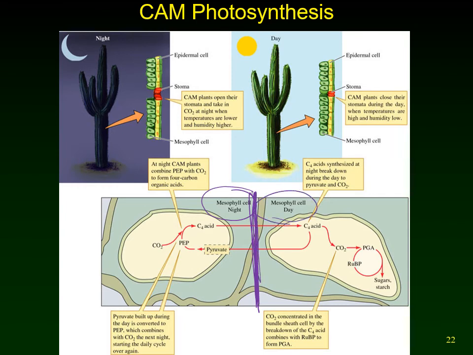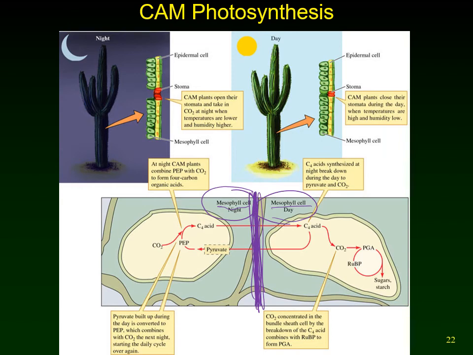So it looks like it's transporting from one type of cell to the other type of cell. Remember in C4 we were going from the mesophyll cell to the bundle sheath cell, whereas in this one we're still, both times, in the mesophyll cells. So this really needs to be like a solid line, daytime and nighttime.